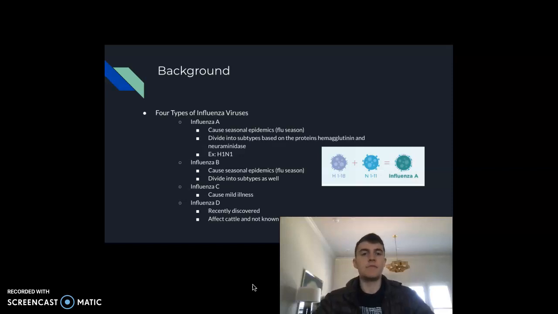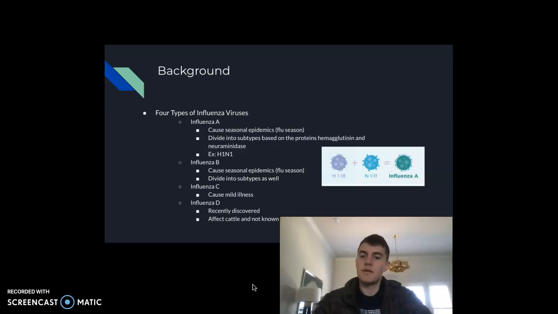There's actually 4 types of influenza viruses, not just one. And these types can be broken down into A, B, C, and D. So starting with types A and B, these are the most common. They're the ones that cause seasonal epidemics, and this is what we know as flu season every fall and winter.